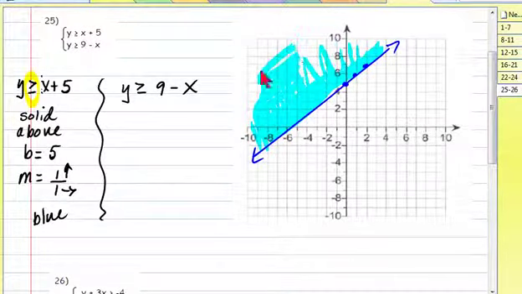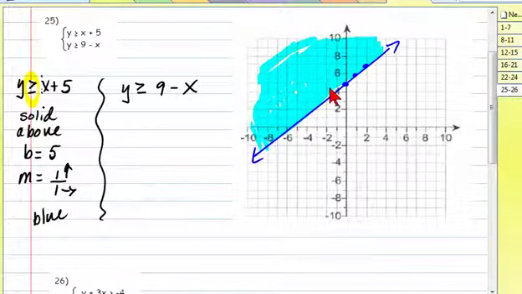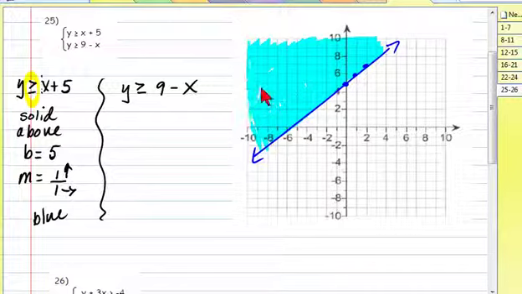When I'm doing a system, if I'm really doing the shading myself, I need to do the shading pretty adequately because I'm looking for an intersection or an overlap. Any questions about that one?